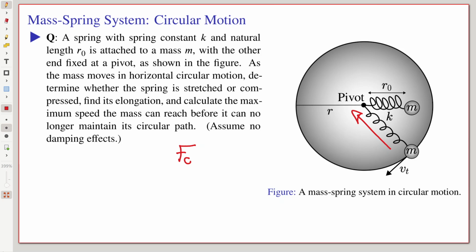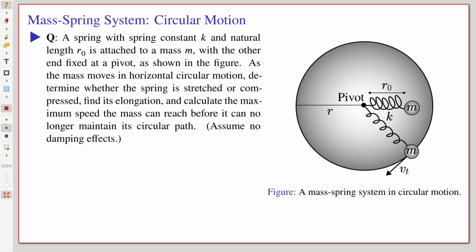Compression, on the other hand, does not make any sense, because if we compress the spring, then the spring will try to push the mass back, by means of another force that, of course, points outward from the center, which does not make any sense. That is not the centripetal force. The centripetal force must always point toward the center. So, in essence, the spring gets stretched. That's the answer to this part.